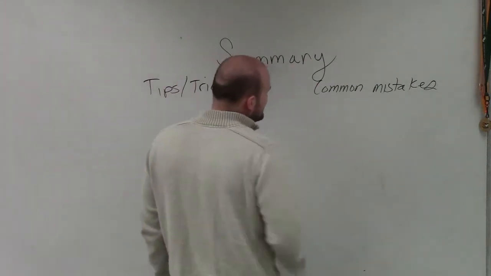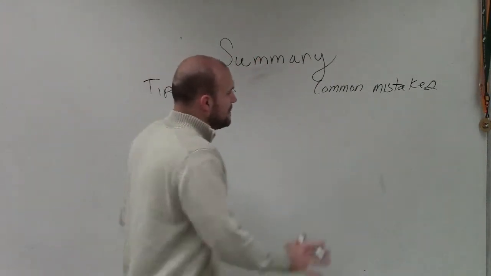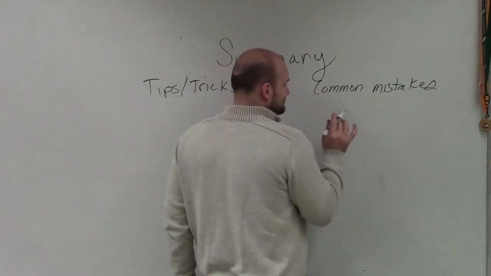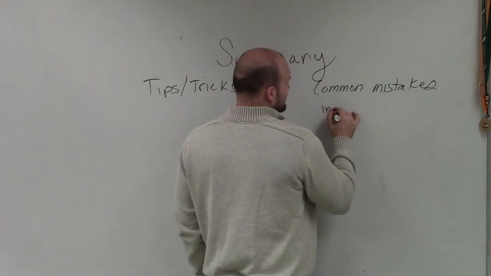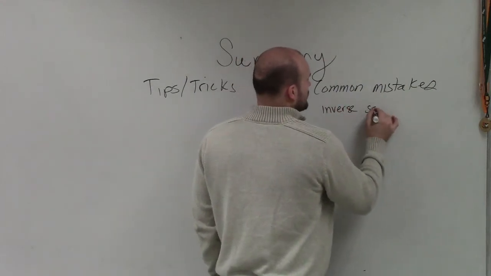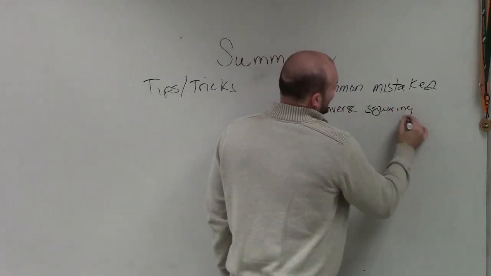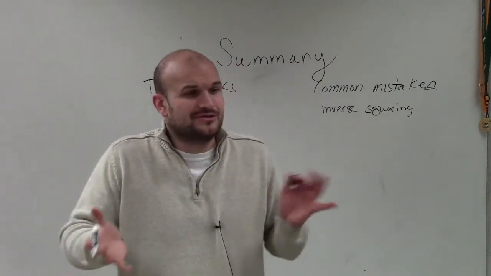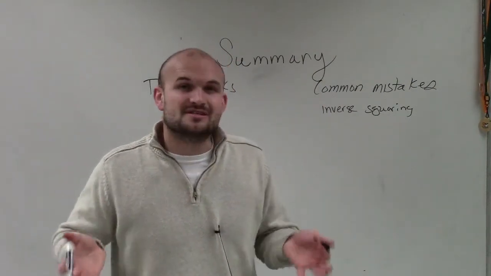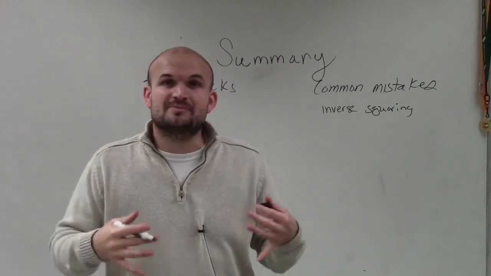Some common mistakes that we really see: the main important thing is making sure you understand the inverse of squaring. I've seen everything from saying, oh, let's just divide by 2, or doing something crazy funky. Remember, the inverse of taking the square of a number is going to be the square root.